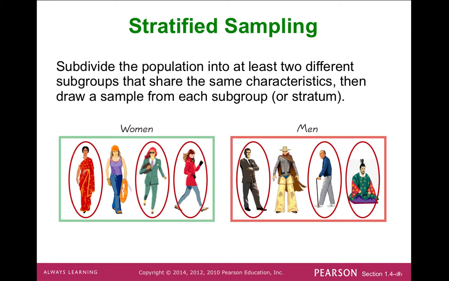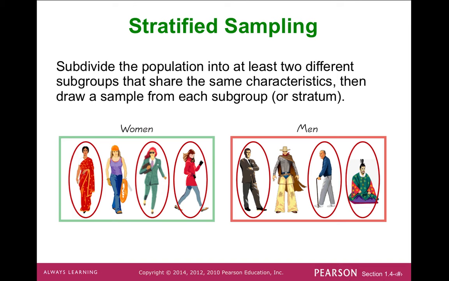Another type of sampling method is what is called stratified sampling. And a good example of stratified sampling, let me tell you what the definition is first. So in stratified sampling, you subdivide the population into at least two different subgroups that share some characteristic. Then you draw a sample from each subgroup, also known as a stratum. So for example, if you were to ask about cell phone use and you wanted to know differences by gender, maybe you would split your population into men and women, and then you would sample 100 people from each of those groups to get your answer.